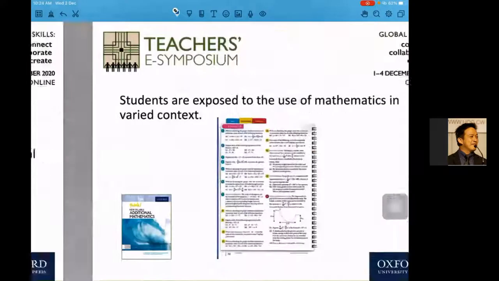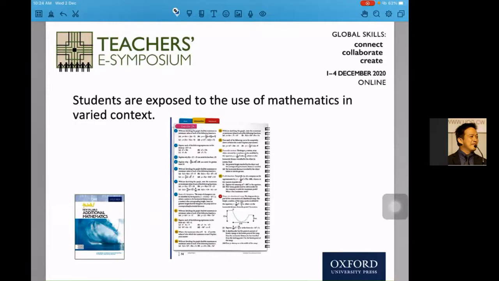What are some of these advanced skills? In the Singapore textbooks, of which we have an edition for the Pakistan's curriculum. For example, this page is taken from the additional mathematics textbook, the latest edition. Students are exposed to the use of mathematics in a variety of contexts. If you look into the page of practice the students get, you will see tasks of different level of difficulties, from the basic, focusing on basic skills, the blue ones, to the yellow ones, which are intermediate, where the applications are somewhat familiar and commonplace, to some advanced applications.